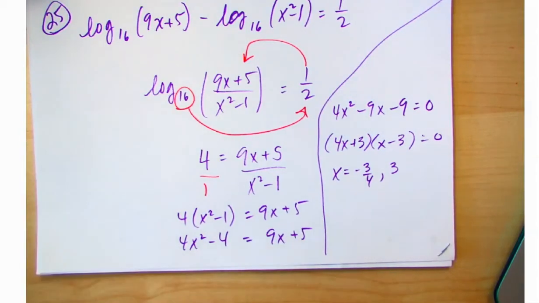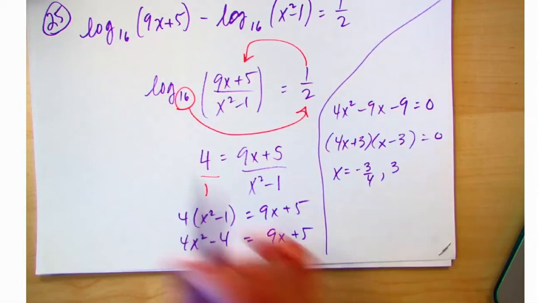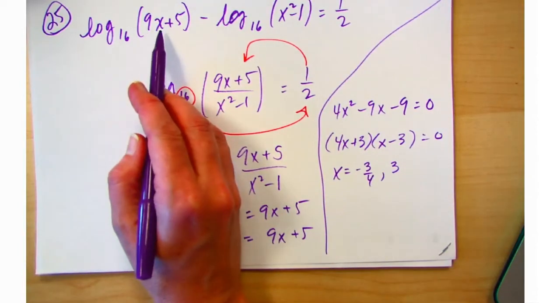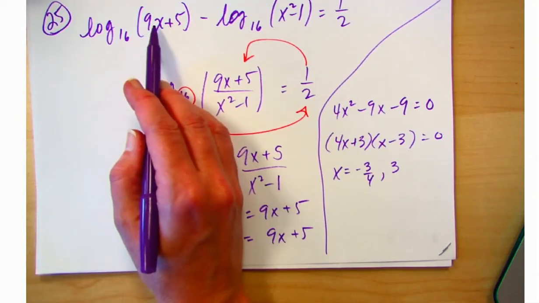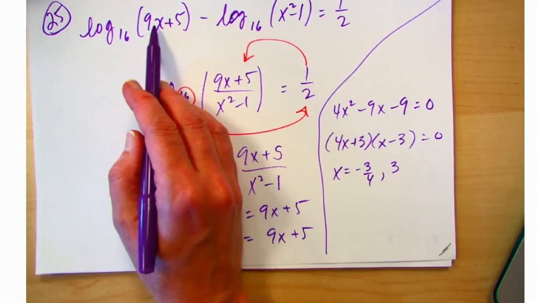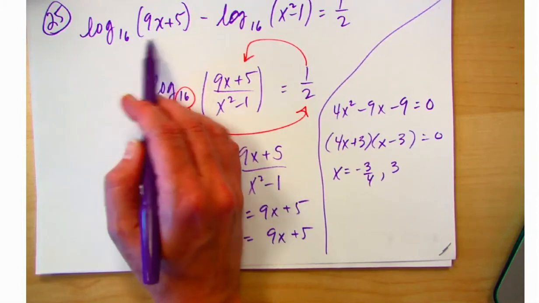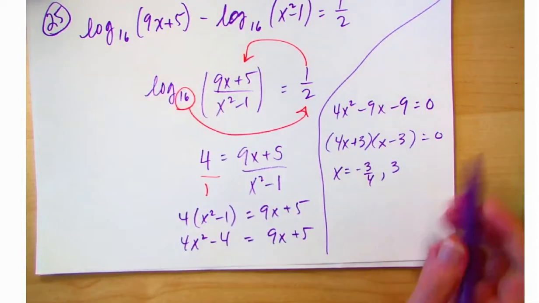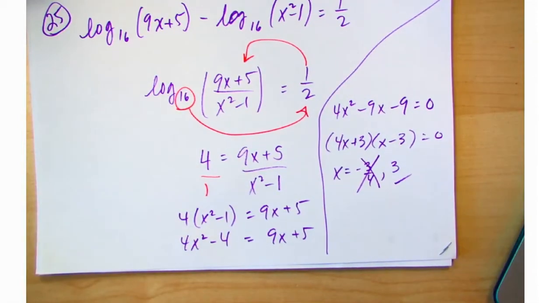Those are the answers. Now, do both of them work? The negative 3/4 does not work. But why? Because 9 times negative 3/4, yeah, it would be a negative number. What is that? Negative 27 over 4, which would be negative 6 and some change. So negative 6 and some change plus 5 would still be a negative number. See, so the negative 3/4 is an extraneous solution. The 3 is going to work. All right?